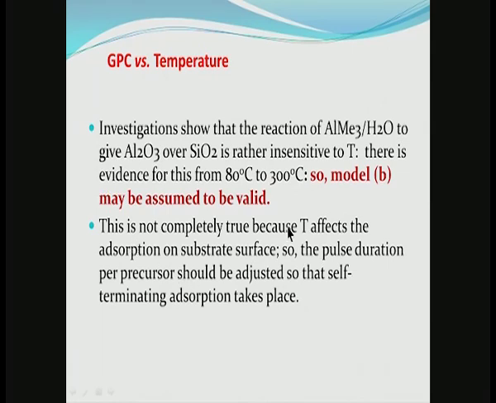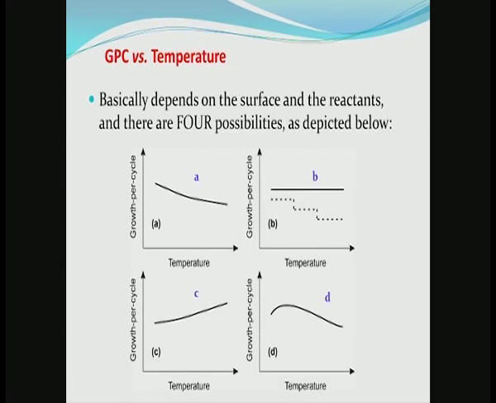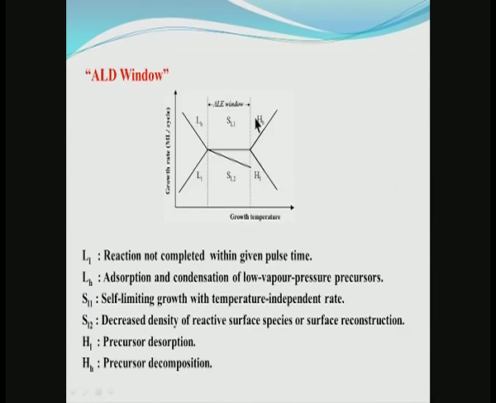But this is not completely true, because the temperature affects the adsorption on the substrate surface, and therefore the pulse duration per precursor should be adjusted so that the self-terminating adsorption reaction takes place. Nevertheless, aluminum oxide using trimethyl aluminum and water represents a very good process that describes a temperature-independent growth per cycle. Now, there is something known as the ALD window, the atomic layer deposition window, that is shown over here.